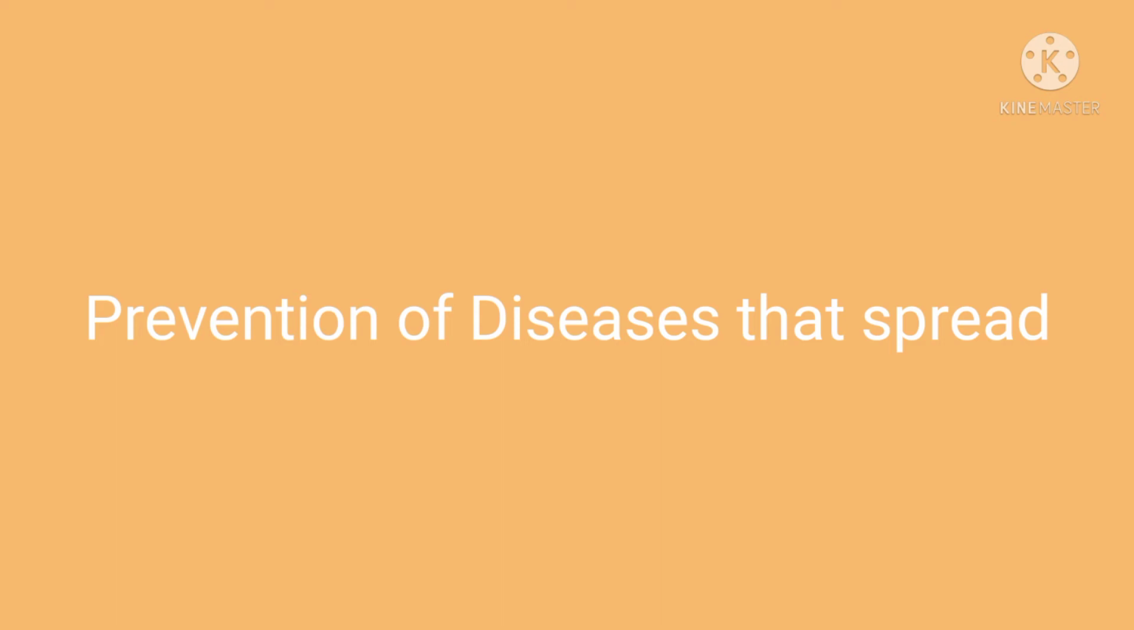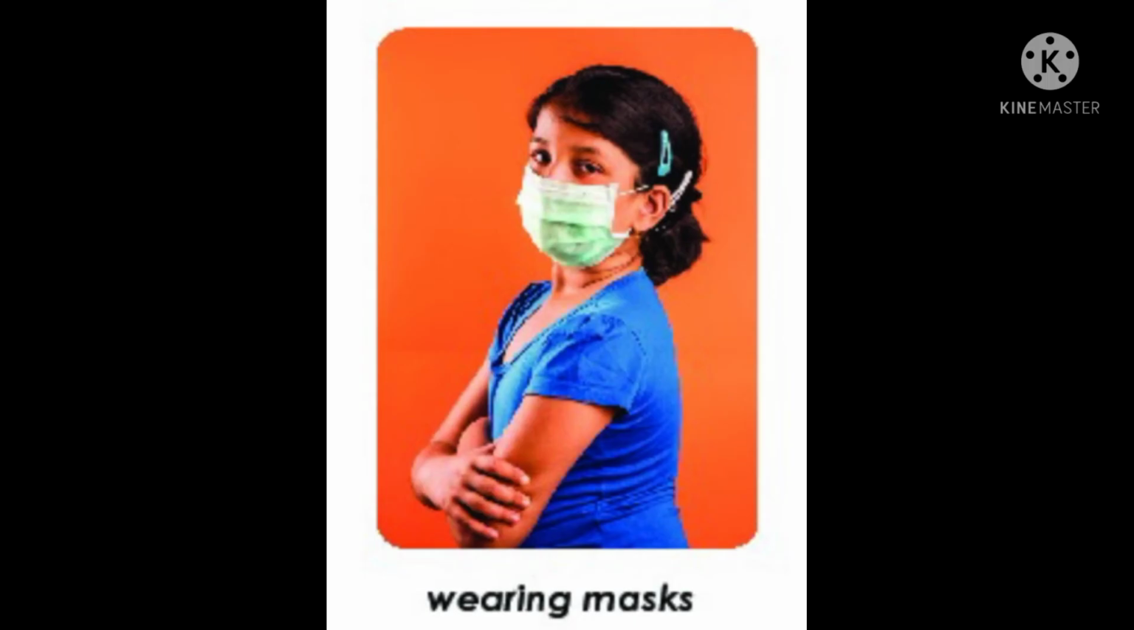Next, let us move on to prevention of diseases that spread, children. So first, how can we prevent airborne diseases, children? Airborne means diseases that spread through air. So first, you must use a handkerchief while sneezing or coughing. You must use a separate one.